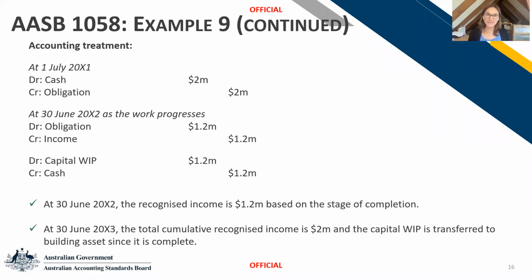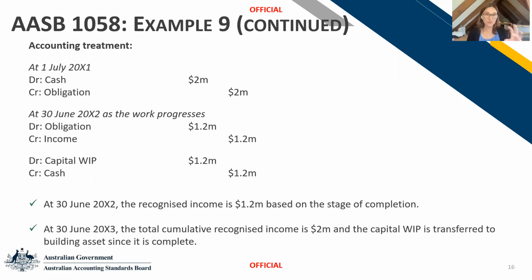Once I've completed the building, I will have spent everything, because in my example, I deliberately wrote it so I spent everything. So I have no obligation. I've recognised $2 million worth of income, and I would have capital work in progress of 2 million that I then transfer to my property classification within the fixed asset register.